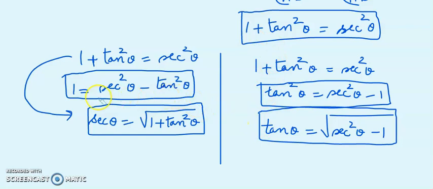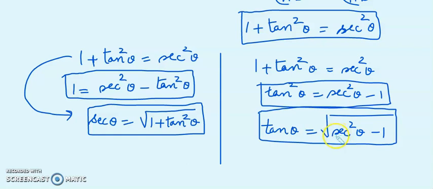So which are the parts of this particular identity? Sec square theta minus tan square theta equals 1. That's how we read it, and we remember it. 1 plus tan square theta equals sec square theta. Tan square theta equals sec square theta minus 1. Sec theta equals the square root of 1 plus tan square theta. And tan theta is the square root of sec square theta minus 1.